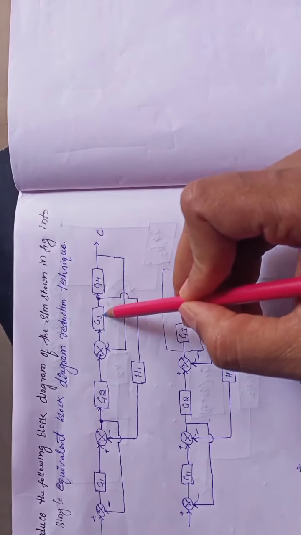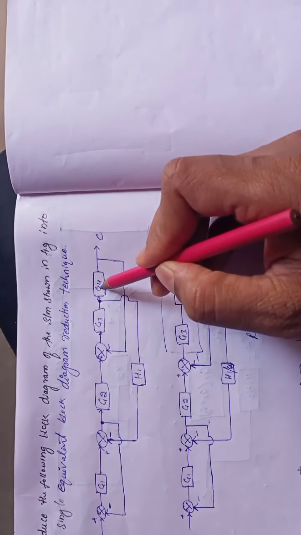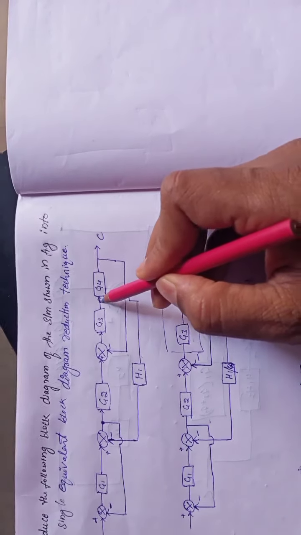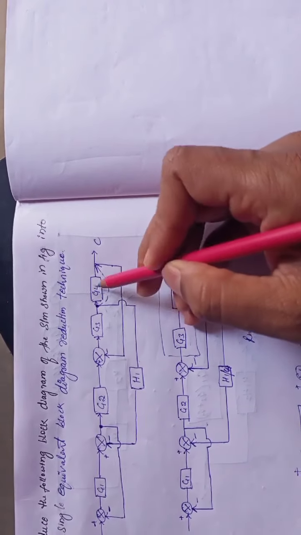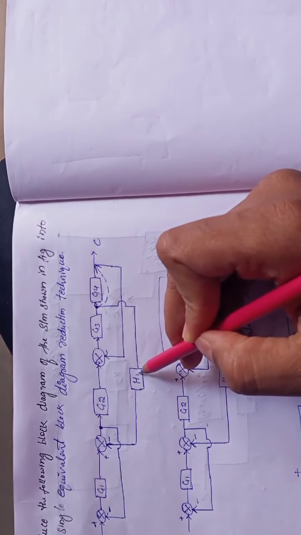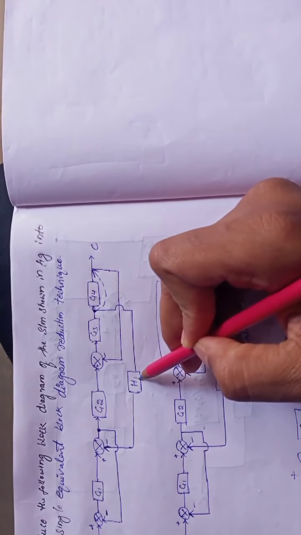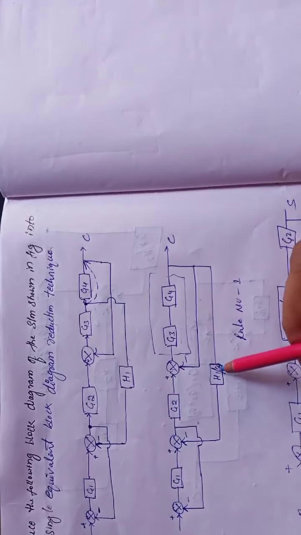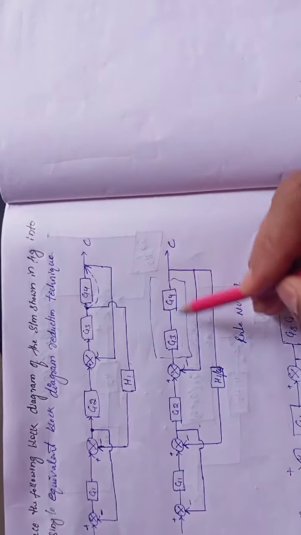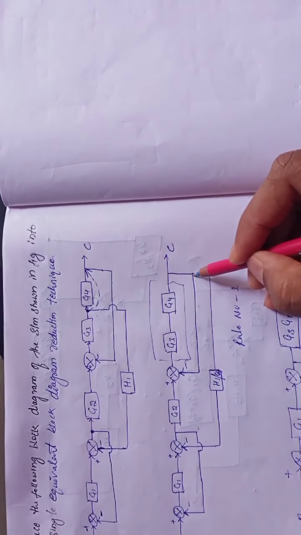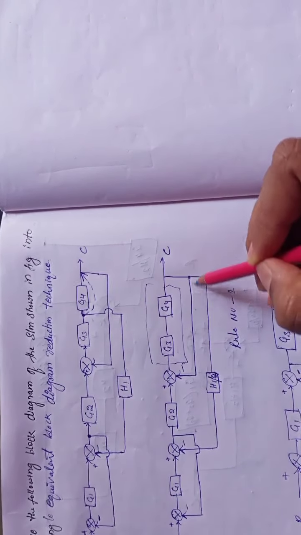These two blocks come in cascade when we are taking this ahead of this G4. When we are taking this takeoff point ahead of G4, then it inverses with this H1. That gain G4 is inverse with this H1. I have written here, this is H1 divided by G4. I shifted this takeoff point to here. This becomes common.